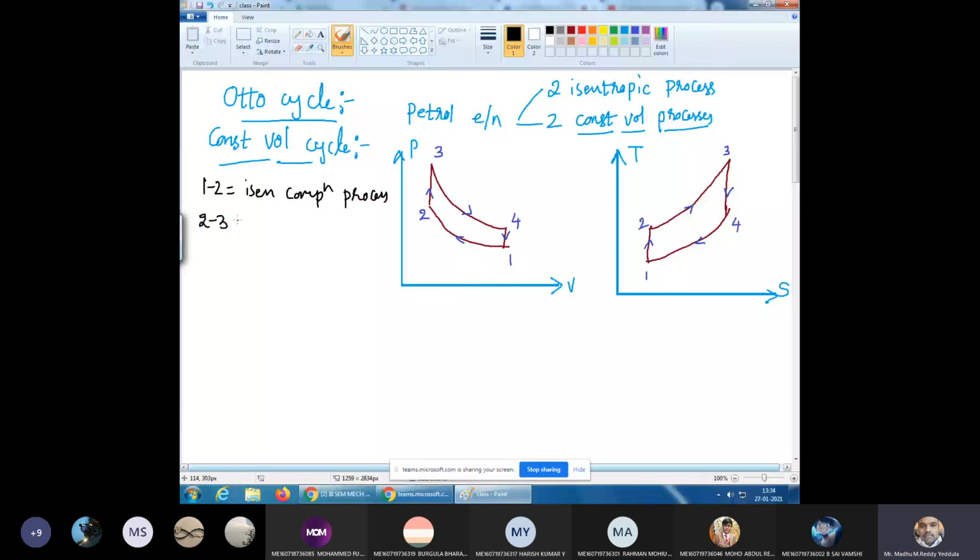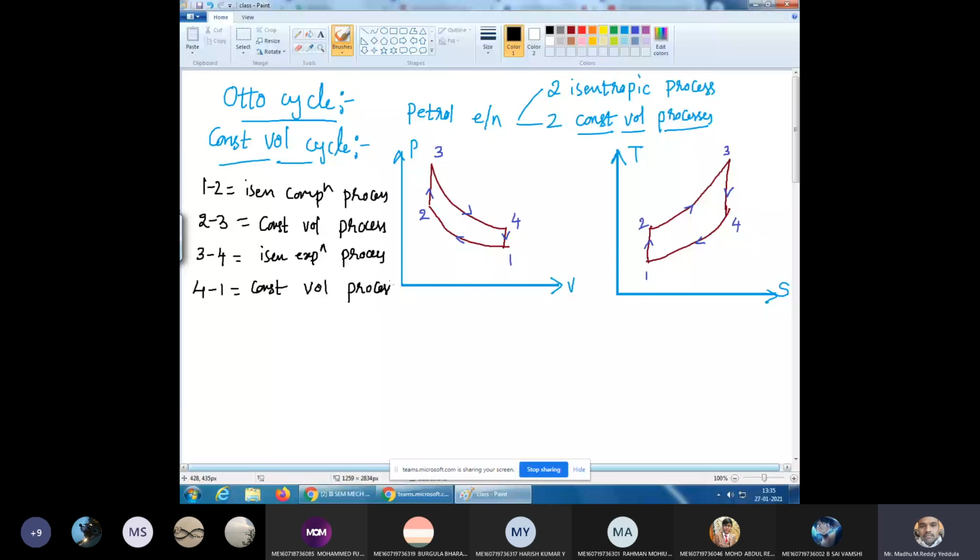volume is constant, volume process, and 3 to 4 isentropic expansion process, and 4 to 1 constant volume process.